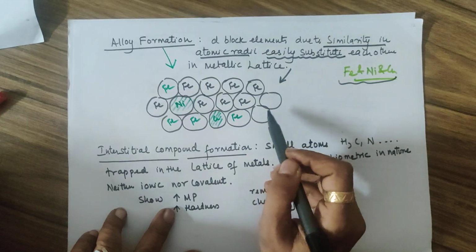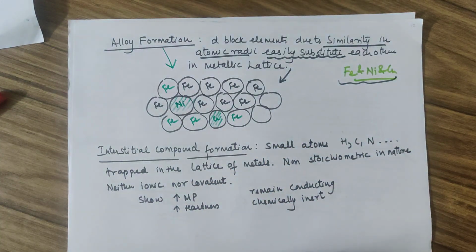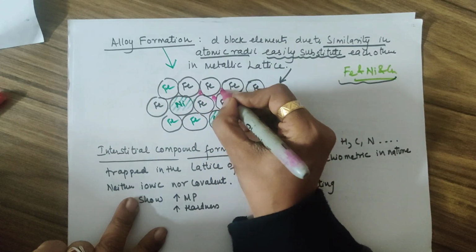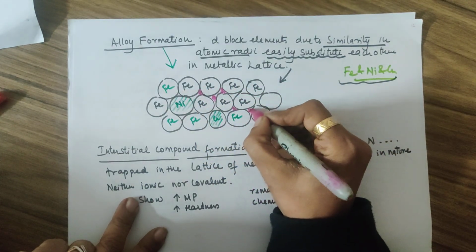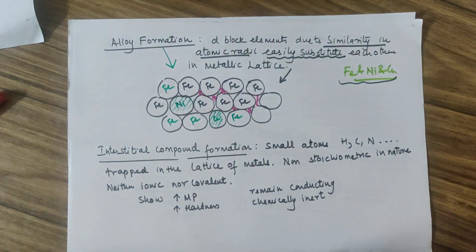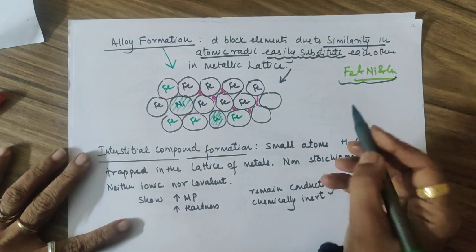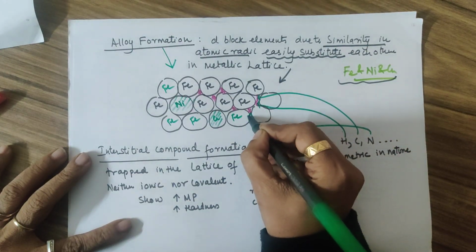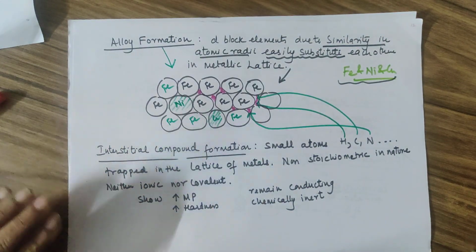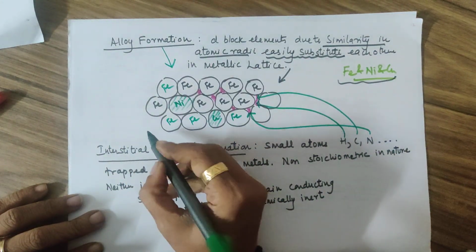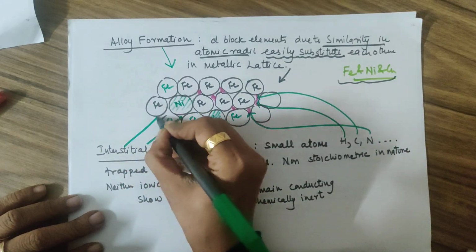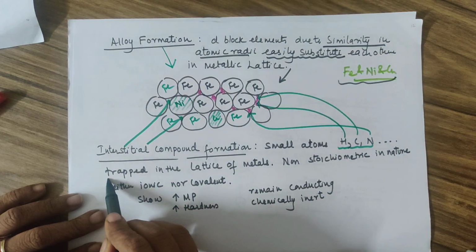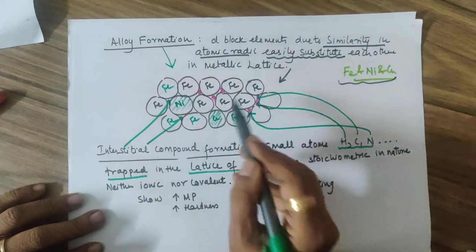Fine. Talking about interstitial compounds, have a close look at these sites, the gaps. These are called the intersites. In these gaps that we have, small atoms like hydrogen, carbon, nitrogen can easily go and fit. So interstitial sites are these, the gaps in between the metal atoms. Small atoms like hydrogen, carbon, nitrogen, etc., are trapped in the lattice of the metal, somewhere in between.